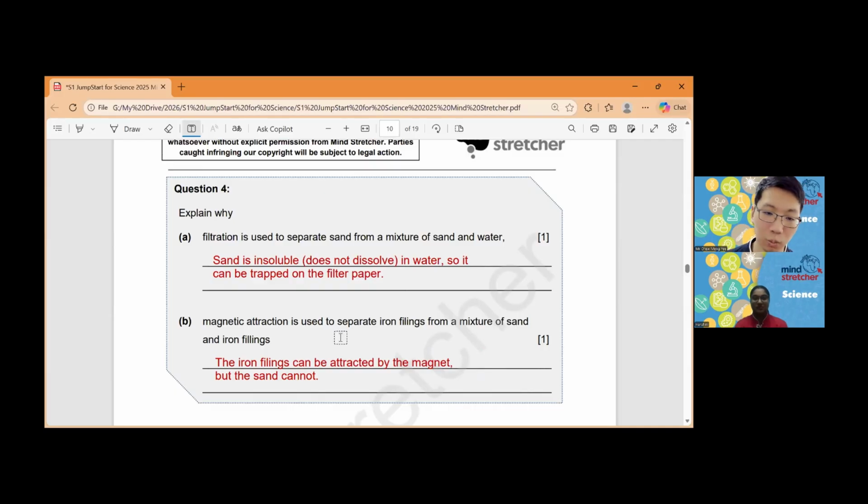Okay, so because one is magnetic, one is not, then you can separate them. Or you can say sand is non-magnetic, yes. Good question, Rishi. That is something that nobody has asked me before, but it's really interesting.